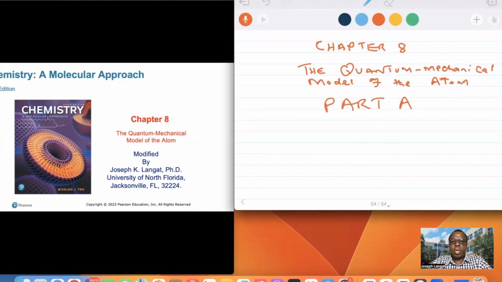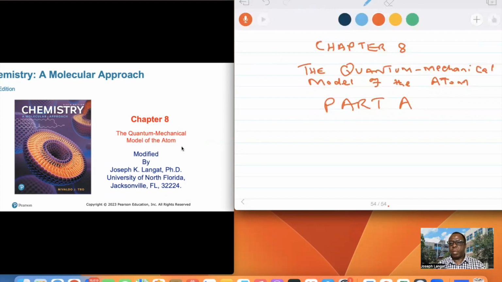Today, I want to start chapter 8, the quantum mechanical model of an atom. This is one of the models of the atom, which I believe you may have covered in introduction to chemistry. I will highlight three atom models. This is the latest model of an atom. We will look at how quantum mechanics is used in describing the quantum mechanical model of an atom.